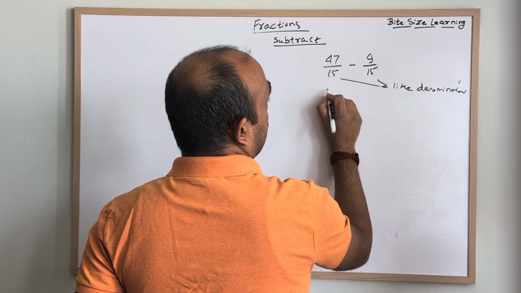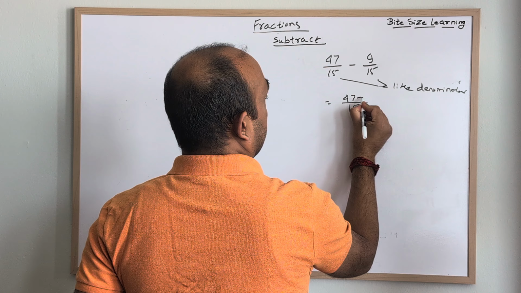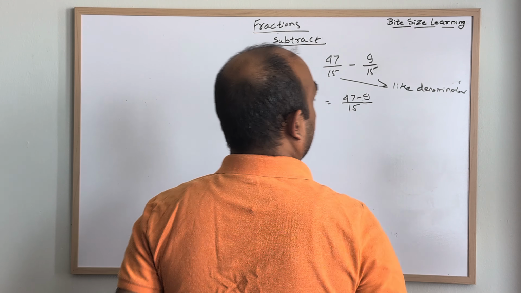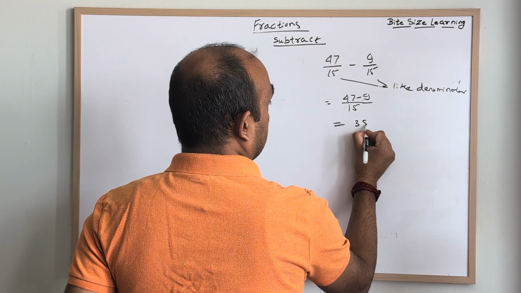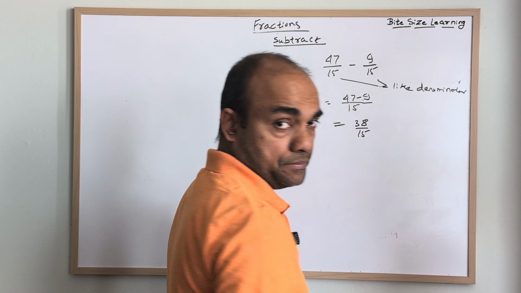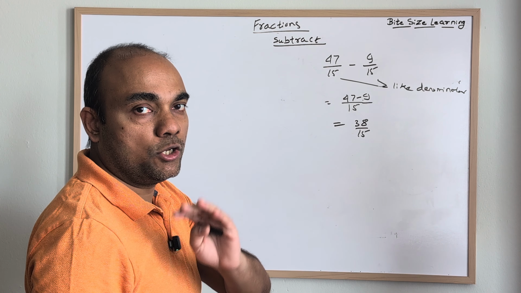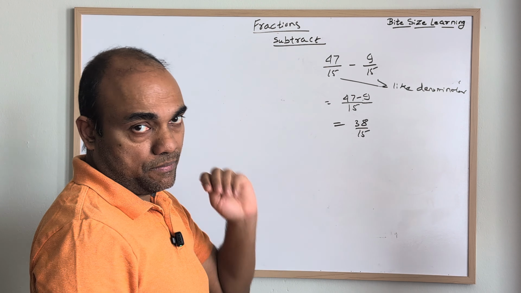So what you need to do is to simply write the denominator in the next step and do 47 minus 9. Right? So the answer is 47 minus 9 is 38 upon 15. So this is the easiest example where you have a like denominator. So this is how you will do the subtraction.